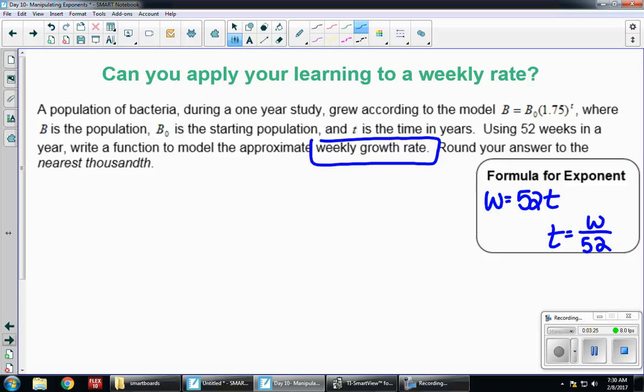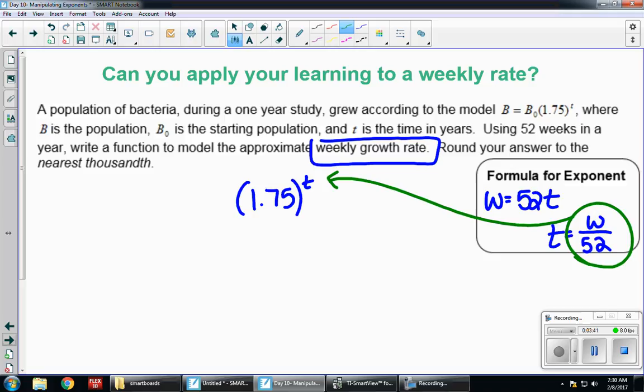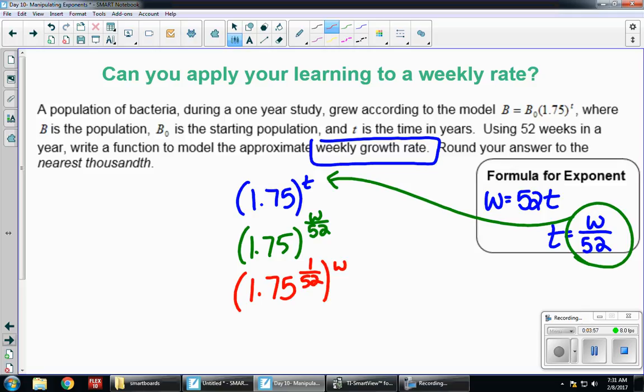This time they didn't give me a percent, so I don't need to add it to 1. It's already done for me in the formula. So I'm taking that growth factor of 1.75 to the t, and I'm going to replace t with my new weekly exponent. So 1.75 to the w over 52. And now I'm going to separate my exponents. 1.75 to the 1 over 52 to the w.